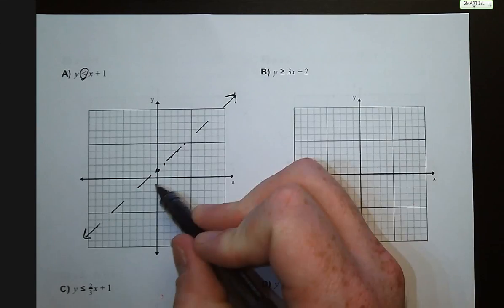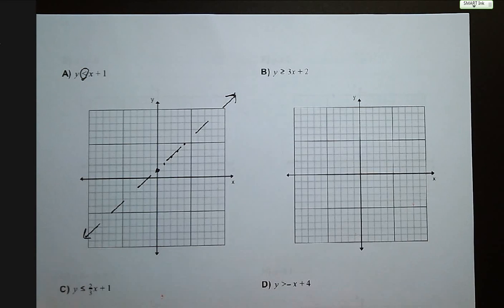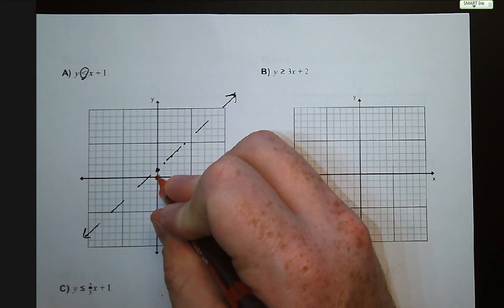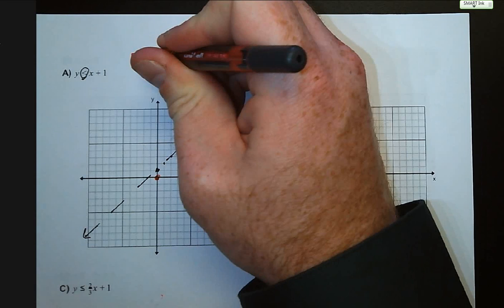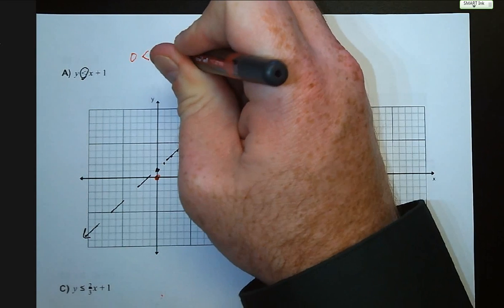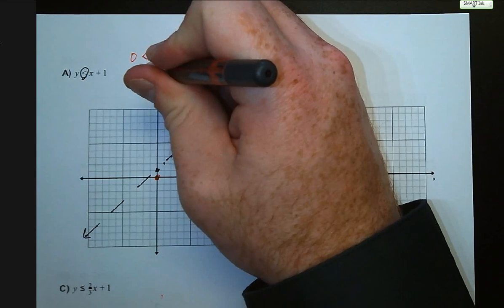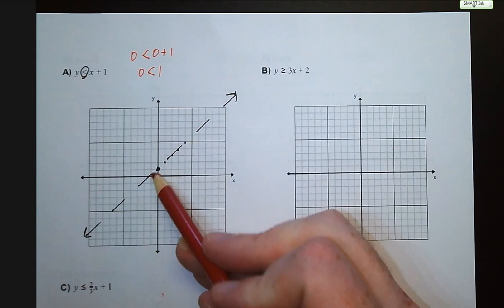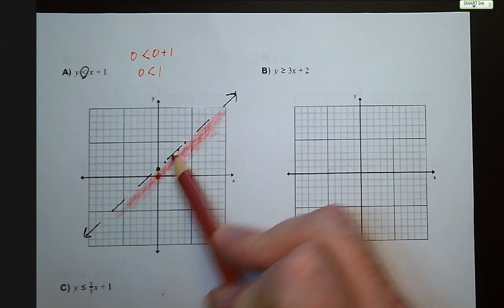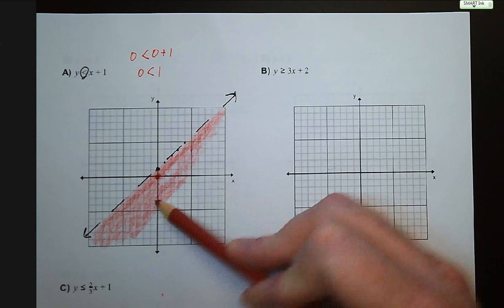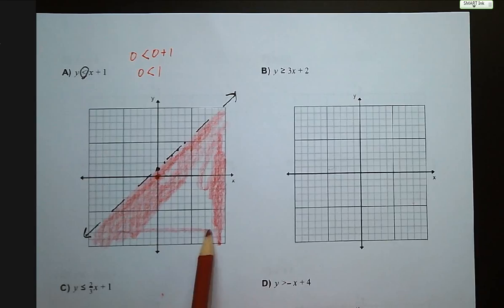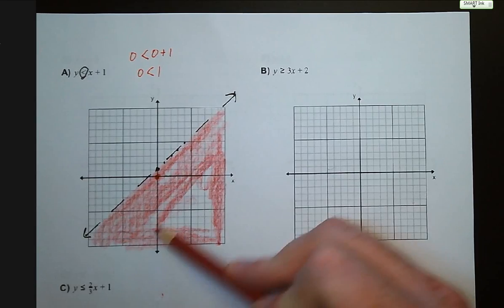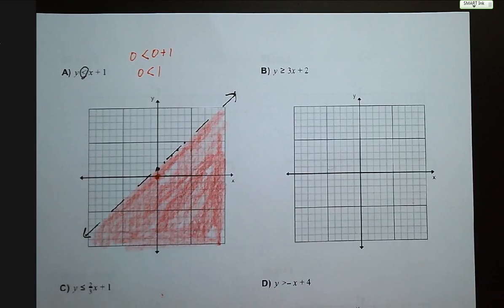So I'm going to use my traditional test point that I personally like, which is 0, 0. So is 0 less than 0 plus 1? Well, is 0 less than 1? Yes, it is. So we're going to shade that side of our graph. So again, any of the points that are in this shaded region could be potential solutions for this inequality.